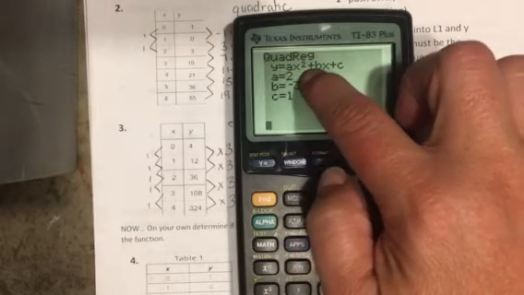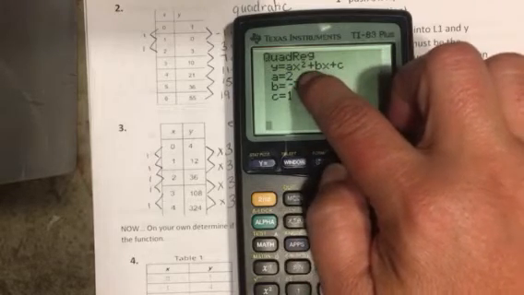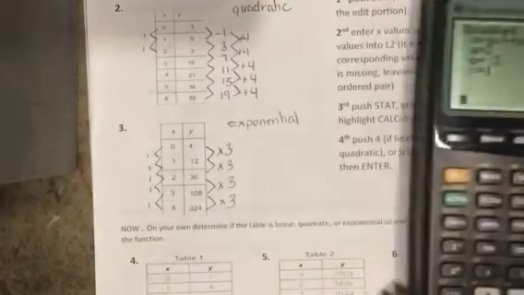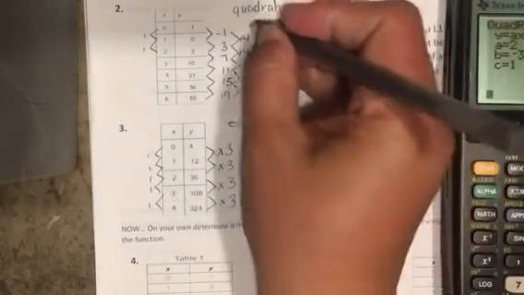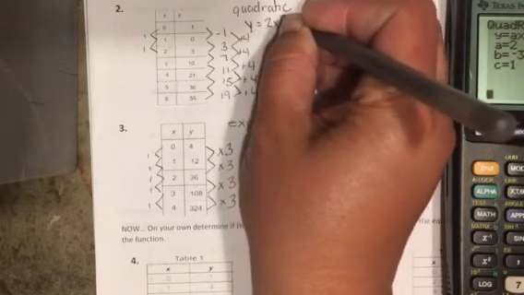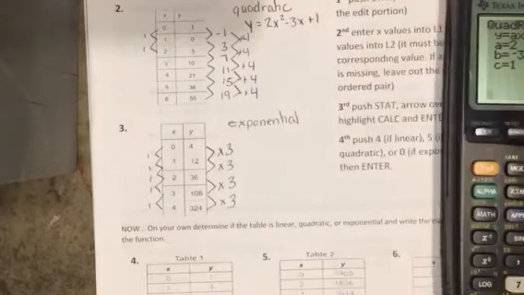2x squared plus a negative 3. So instead of putting plus negative 3x, we could put just minus 3x plus 1. Y equals 2x squared minus 3x plus 1.